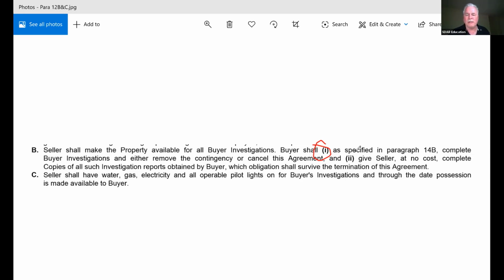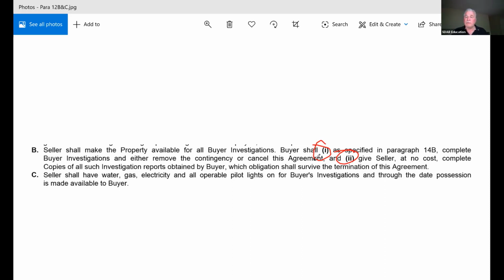Okay, so please, if you are a real estate agent, do not give legal advice to your client. Have them consult with an attorney about what they need to be doing in here. And give the seller at no cost, so we used to say gratis and without warranty of condition, complete copies of all reports obtained by the buyer. So if the buyer obtains a report, they have an obligation by contract to give it to the seller.